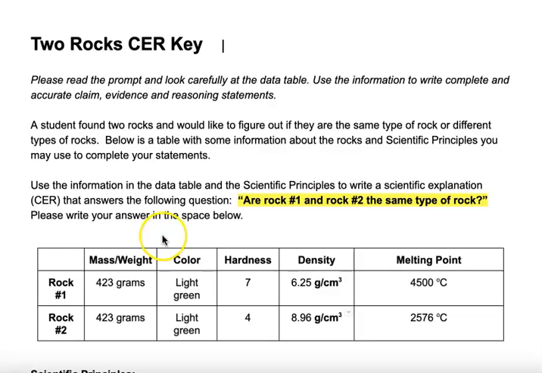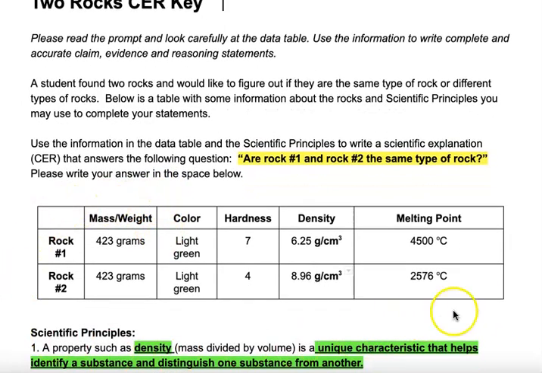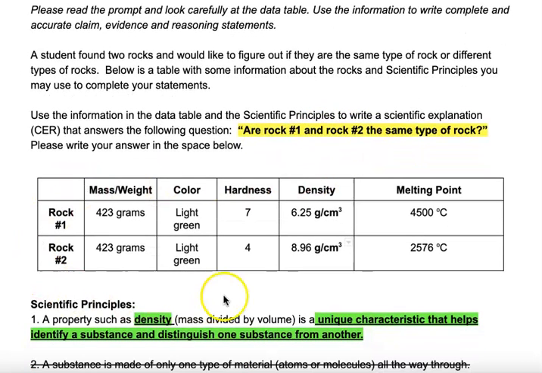So what you're going to be doing is you're going to be using this information here to answer this question. Are rock 1 and rock 2 the same type of rock? So when we look at this data table here, we don't know what type of rocks they are. We know they have the same mass or weight. We know that they're both light green, but they have different hardnesses. Their densities are different and their melting points are different. So the big question is, are rock number 1 and rock number 2 the same type of rock?